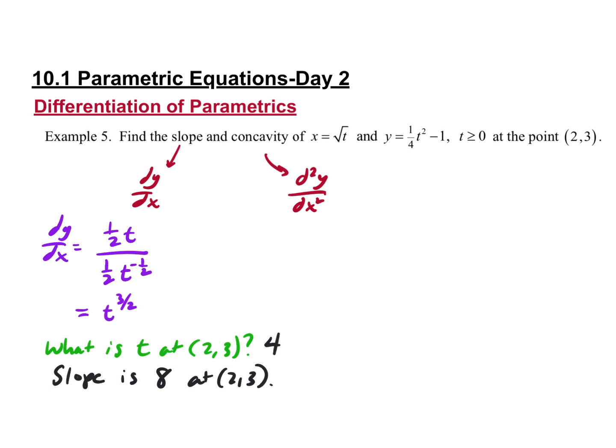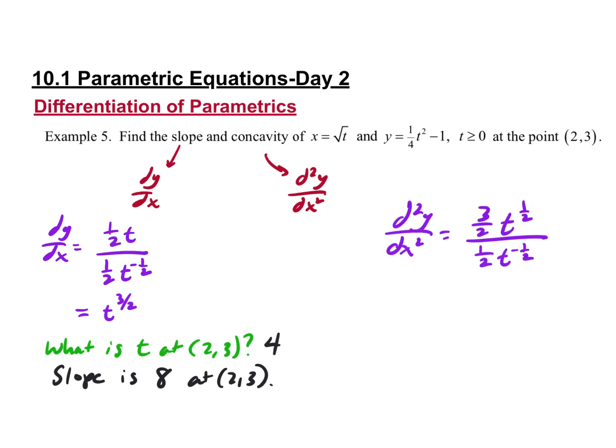The second part is determining concavity, which requires us to find the second derivative. Well, the second derivative is the derivative of this divided by dx over dt. Okay? So I would use this because it's easier than trying to find the derivative of all this by itself.